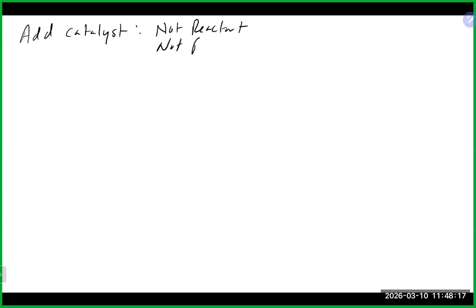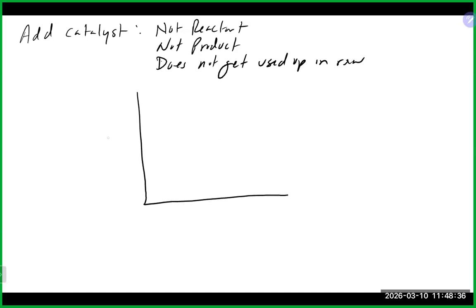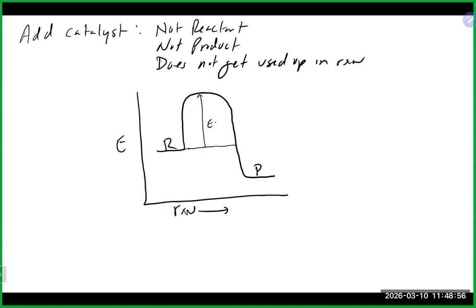It is not a product, and it does not get used up in the reaction. It is there really simply to allow the reaction to occur faster. How that affects, say, our energy diagram is, we had our energy diagram here of our reactants to products here. And if we were to draw our activation energy here, it would look something like this.